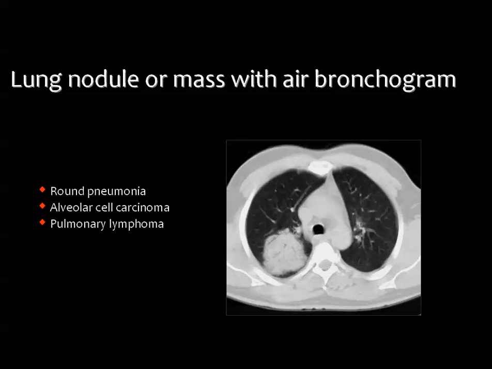But in order to give a hint, if you see a lesion like this, which is a nodule or a mass containing air bronchogram, then there are three main differential diagnoses. Number one is round pneumonia, particularly in the pediatric age group, and alveolar cell carcinoma and pulmonary lymphoma. These are the possibilities for a nodule or a mass containing air bronchogram.